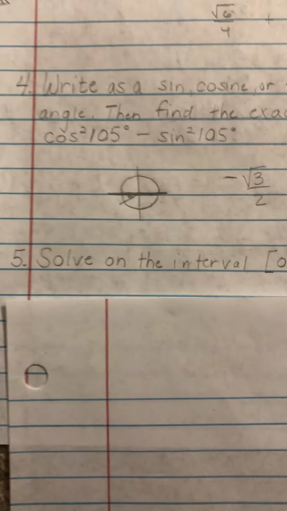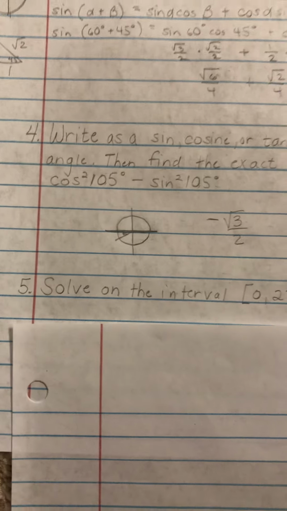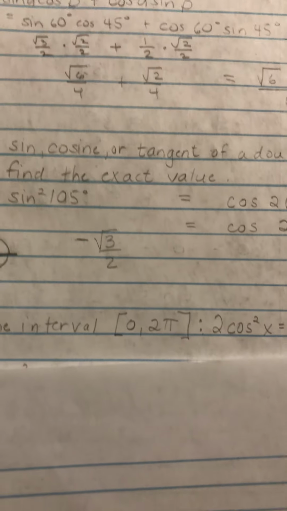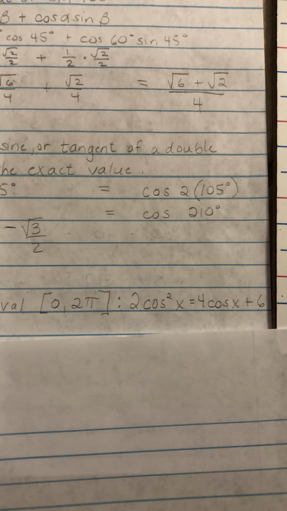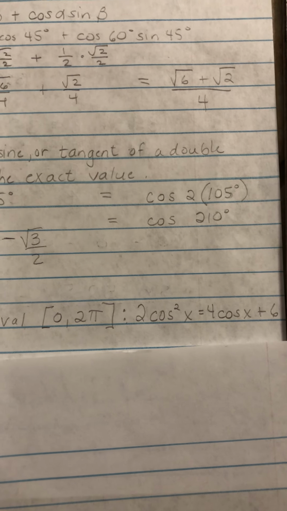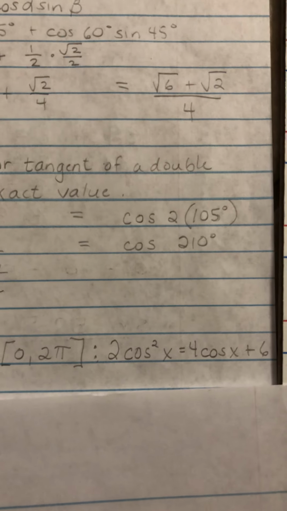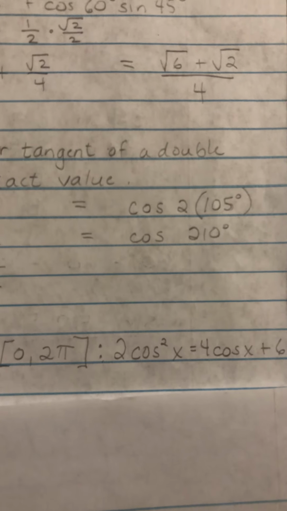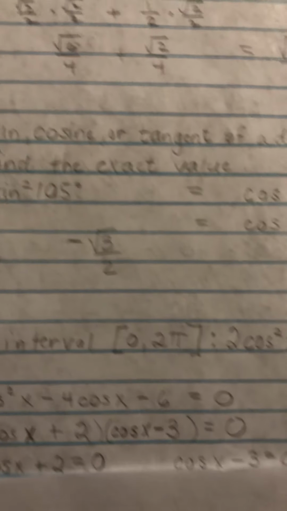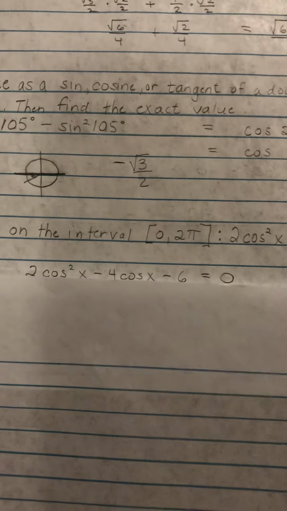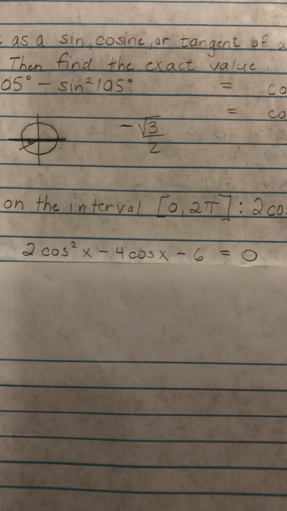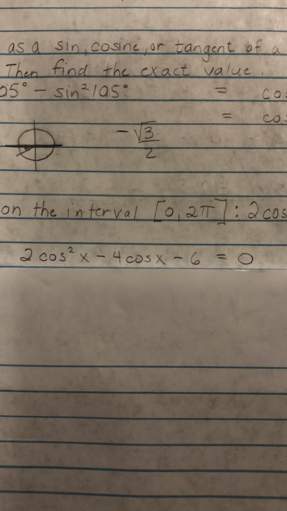Problem number 5 on the test will come from lesson 5.5. Solve on the interval 0 to 2 pi: 2 cosine squared x is equal to 4 cosine x plus 6. What you want to do is get everything over to one side of the equation. So subtract the 6 and subtract the 4 cosine x. So I get 2 cosine squared x minus 4 cosine x minus 6 equals 0.